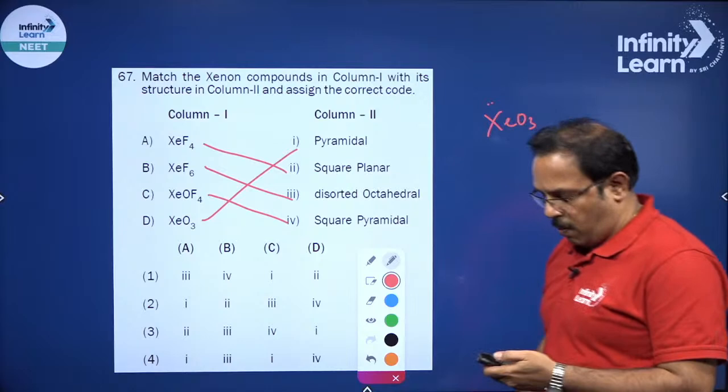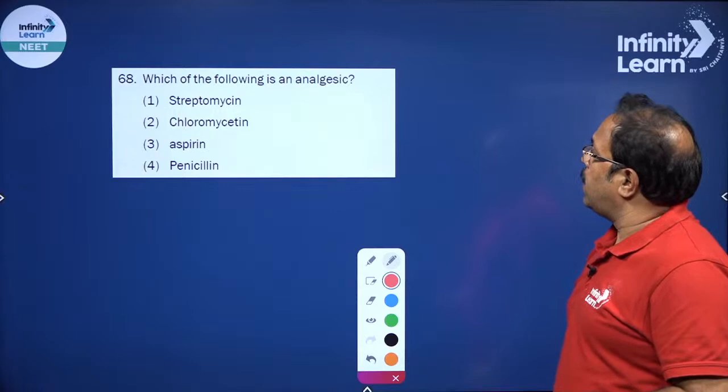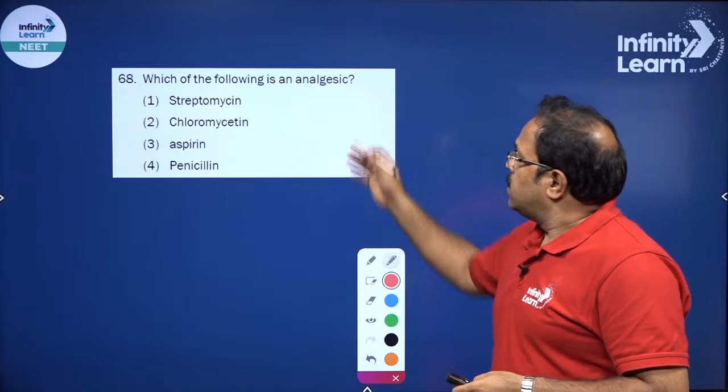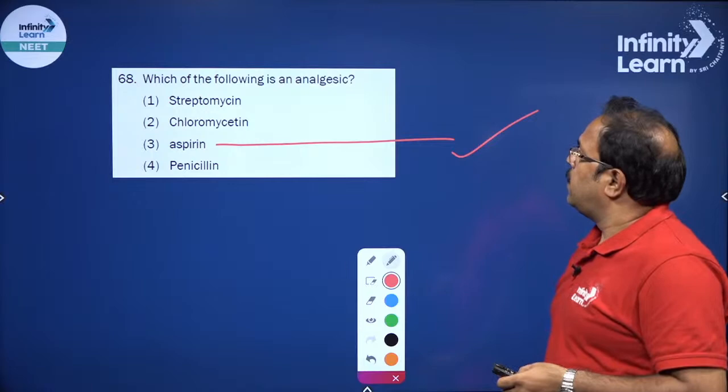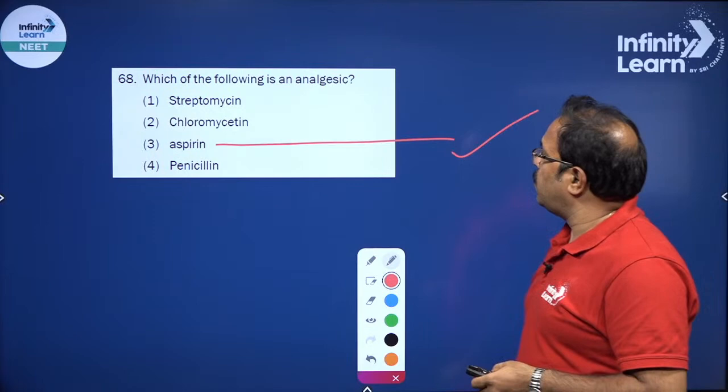Which of the following is an analgesic? An analgesic is one which will reduce pain. Streptomycin and chloromycetin are antibiotics. Penicillin is also an antibiotic. Aspirin is the one which is an analgesic. It will reduce pain. We use that as a painkiller. So it is a direct one. There is nothing specific to discuss in this.